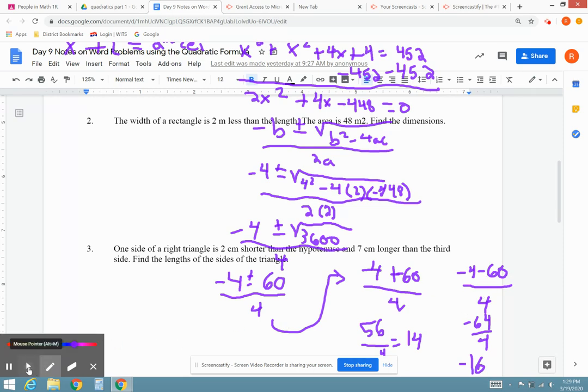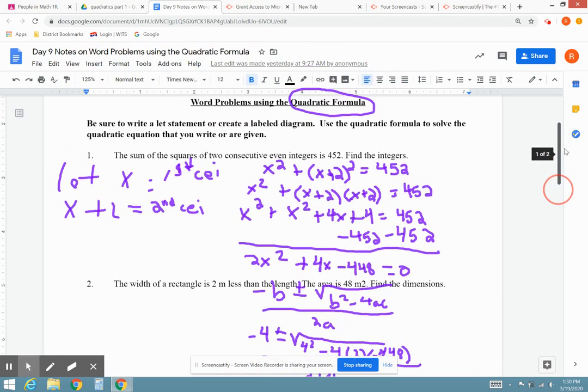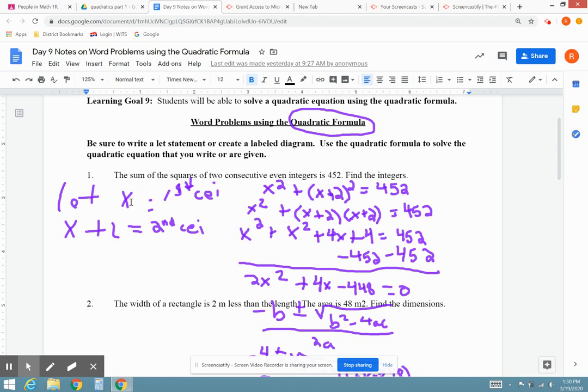So if I go back up to my let statements, let x, well, x could be negative 16 or it could be 14. So I really have two sets of answers. I have negative 16 for x. And if x is negative 16, then x plus 2 is going to be negative 14. My other answer from down the bottom was positive 14. X could be positive 14. If x is positive 14, then x plus 2 is 16.